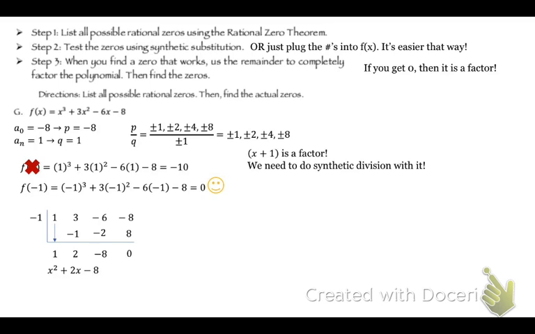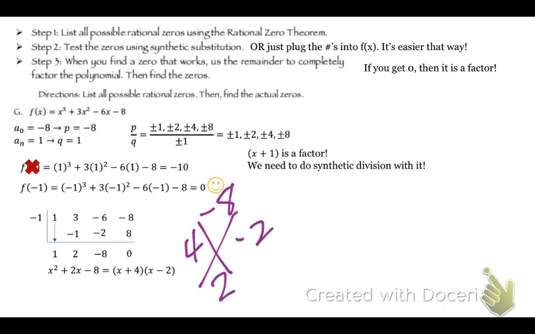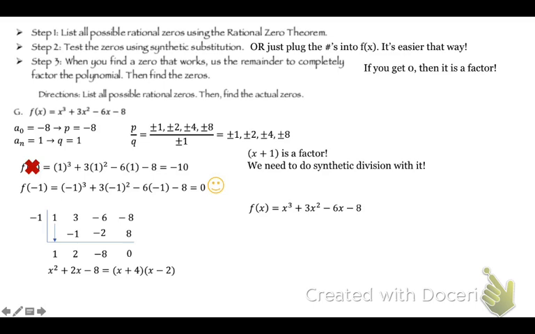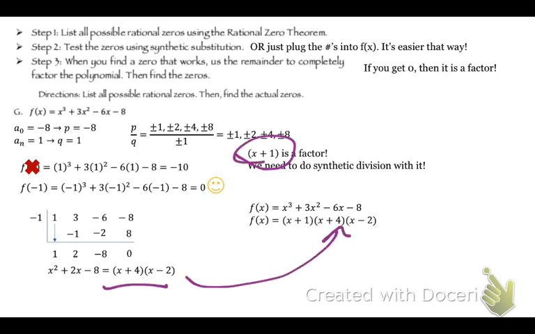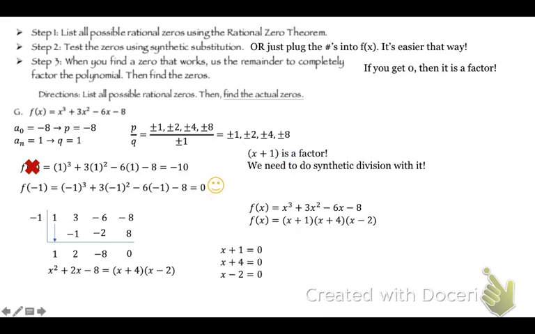Now we need to factor that to find the rest of the zeros. That factors to x plus 4 and x minus 2, because you're trying to see what multiplies to be negative 8 and adds to be 2. Well, that's 4 and negative 2. And then we can set those equal to 0. We can write it out completely factored, so we get the x plus 1 from this, and then the rest of these come from there. Then we set all of them equal to 0. So that's going to be x plus 1 equals 0, x plus 4 equals 0, x minus 2 equals 0. So x equals negative 1, negative 4, and positive 2.